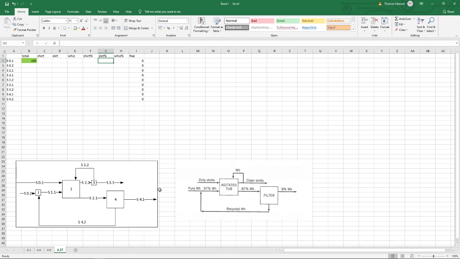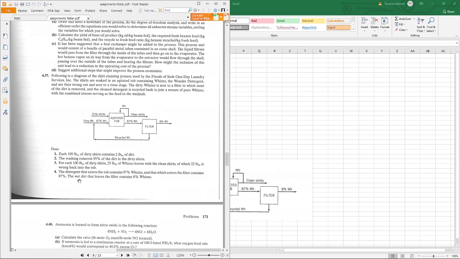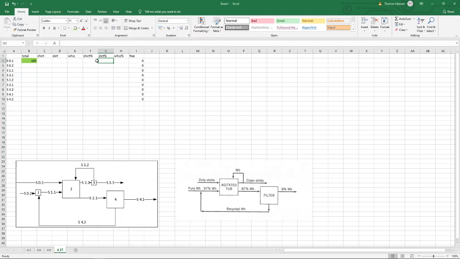And we then start to look at what information we are being told. Some of the stuff I would actually put into the active cells here. So for instance, we're being told that if we have 100 pounds of dirty shirts, we'll have 2 pounds of dirt in those shirts. So the stream with the dirty shirts contains 2% dirt. That's basically what that translates into. So I can put that in there. I have 2% dirt. And in this case, we don't have any cleaning agent present in the 01 stream.